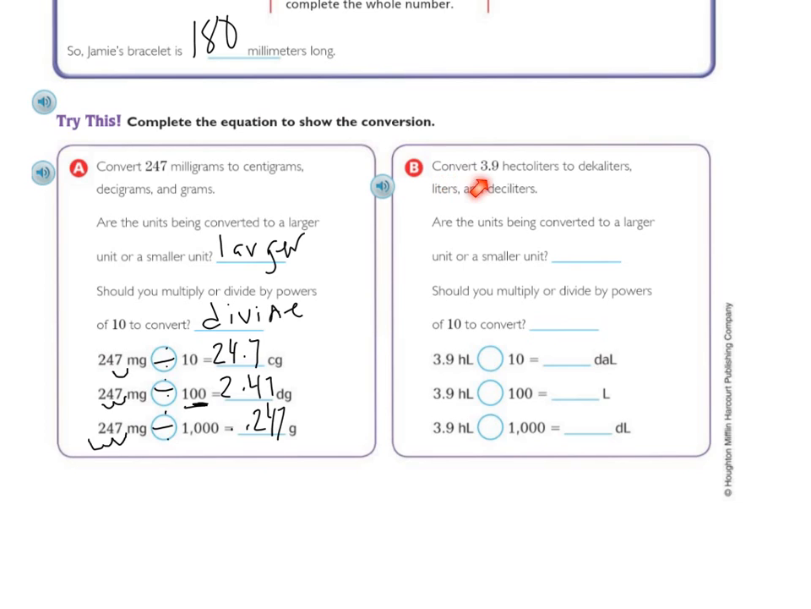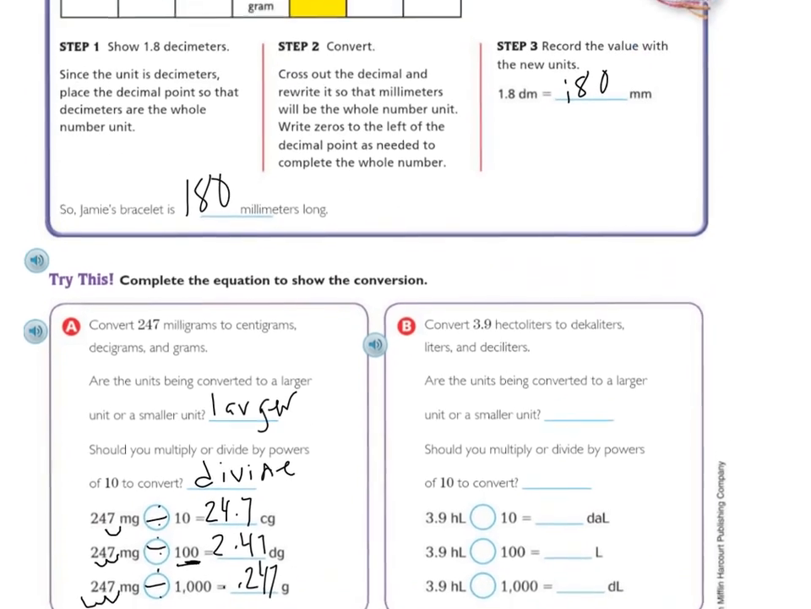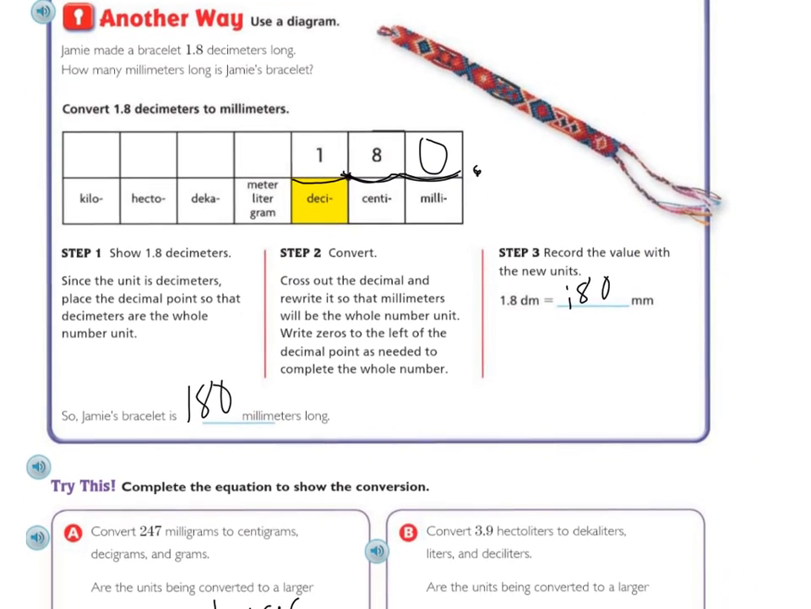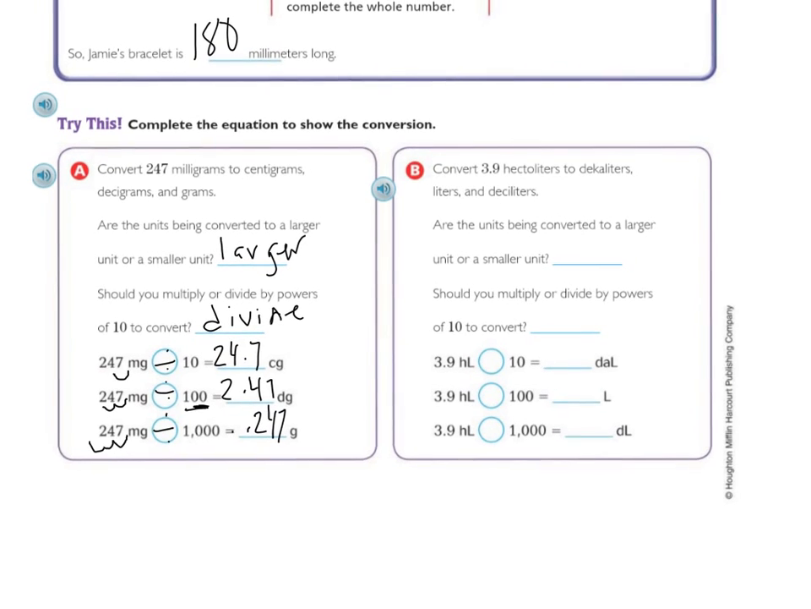It says convert 3.9 hectoliters to decaliters, liters, and deciliters. Are the units being converted to a larger unit or a smaller unit? If you're looking up here, you can see that I'm going down and I'm converting it into smaller units. So if I'm converting it into smaller units, then that means that I'm going to be multiplying, right? I have to multiply. All right, so that means all of these are going to be multiplied.